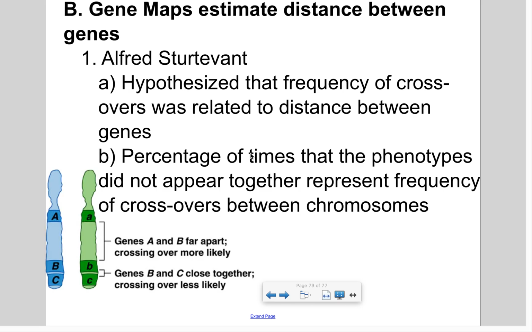All right, so this ties into gene maps because I kind of mentioned it just briefly before. Alfred Sturtevant was a student of Thomas Hunt Morgan who carried on his work a little bit, and he hypothesized that frequency of crossovers was related to distance between the genes. The percentage of times that the phenotypes did not appear together represents the frequency of crossovers between those genes. Basically, he hypothesized that if the genes were really far apart, crossing over would most likely occur between these 2 genes, and if they were close together, crossing over between those 2 genes is less likely, which just makes sense.